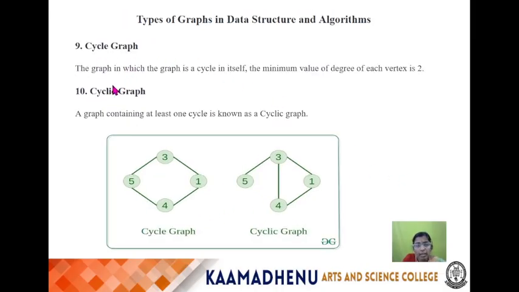Next one is cycle graph. The graph in which the graph is a cycle itself, the minimum value of degree of each vertex is 2. Then next one is cyclic graph. A graph containing at least one cycle is known as a cyclic graph. So this is the representation of a cycle graph and cyclic graph.